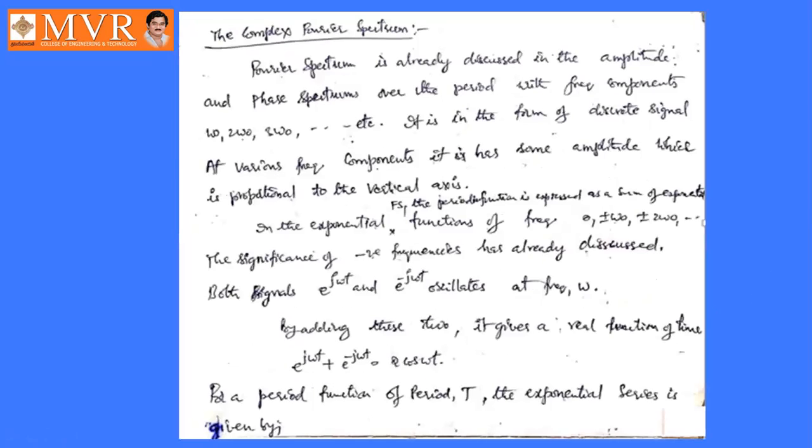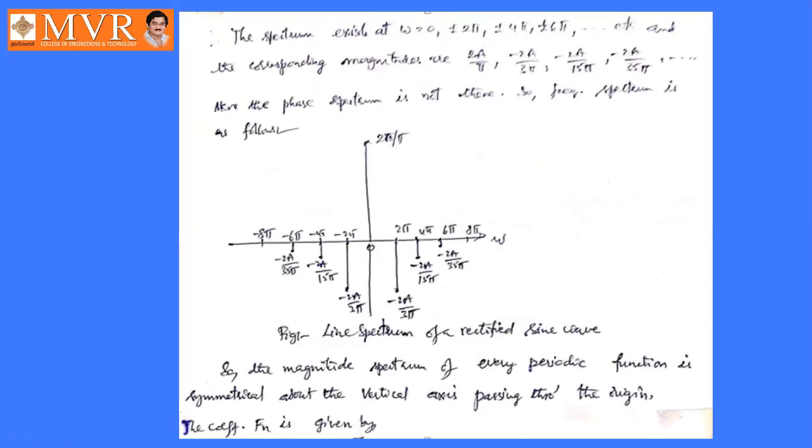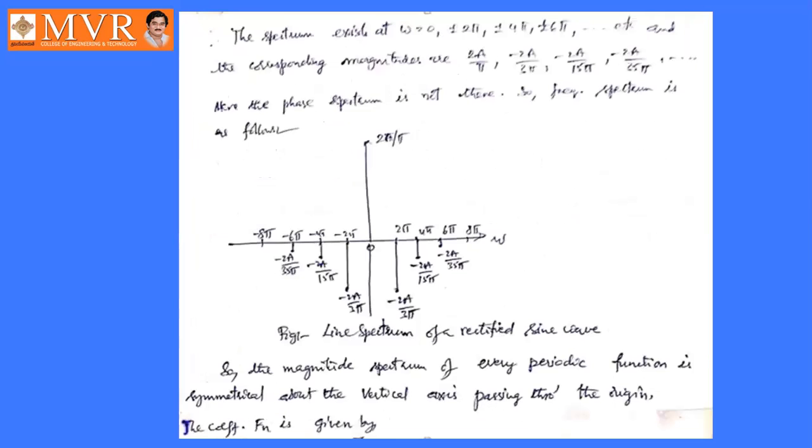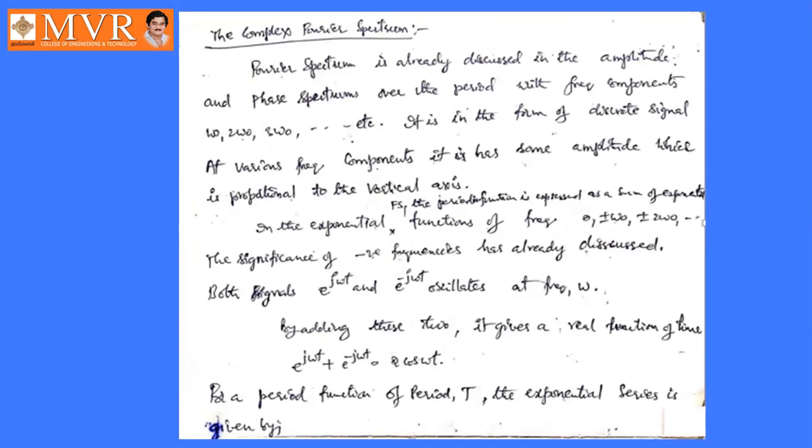Next one is the complex Fourier spectrum. How to define this complex Fourier spectrum? Fourier spectrum is already discussed in the earlier topics. What is Fourier spectrum?